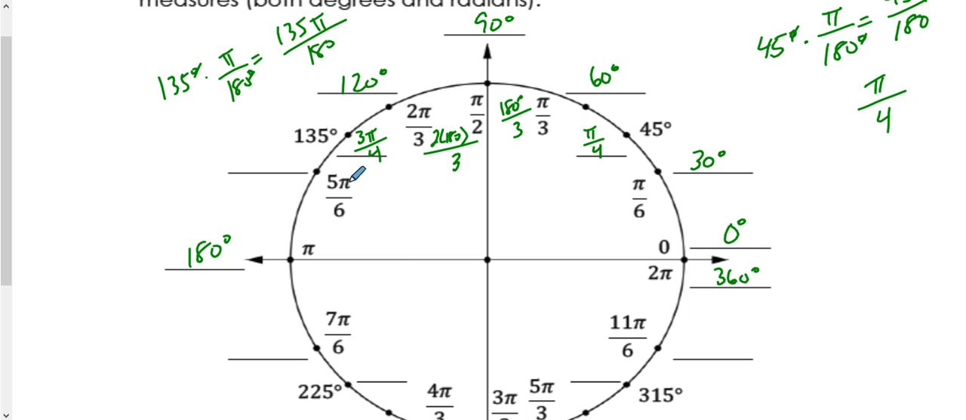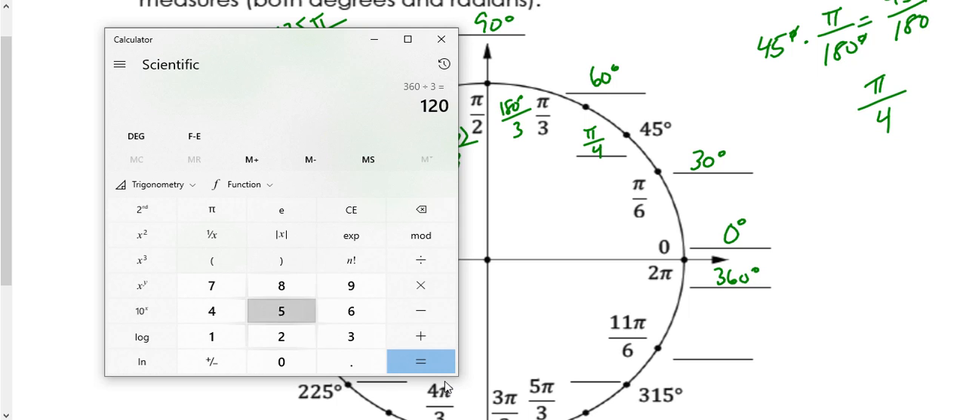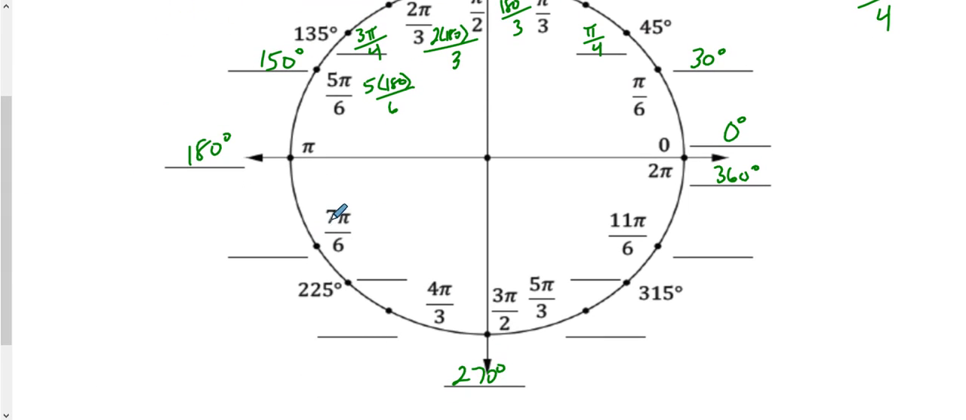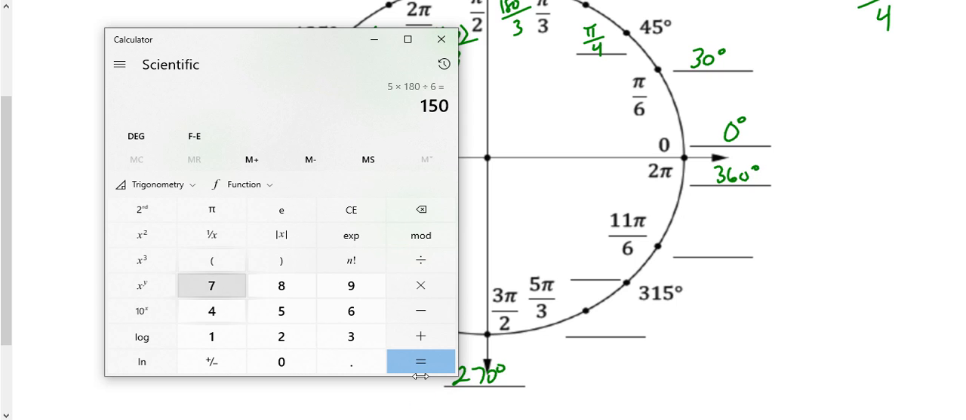So this right here, 5 times 180 divided by 6. 150. Alright, down here, 7 times 180. I really should be using the degree symbol. Over 6. So 7 times 180 divided by 6.